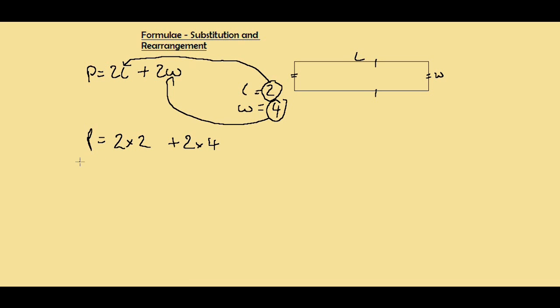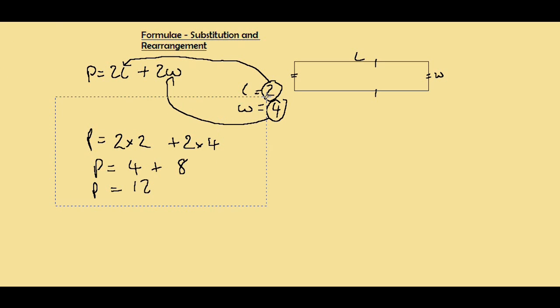So again, substituting that part. And then we can find out the perimeter. 2 times 2 is 4, add 2 times 4 is 8, and then 4 and 8 is 12. So the perimeter would be 12, and this may be centimeters or millimeters. I haven't really specified in this case, but it's really important to not forget the units in these examples.